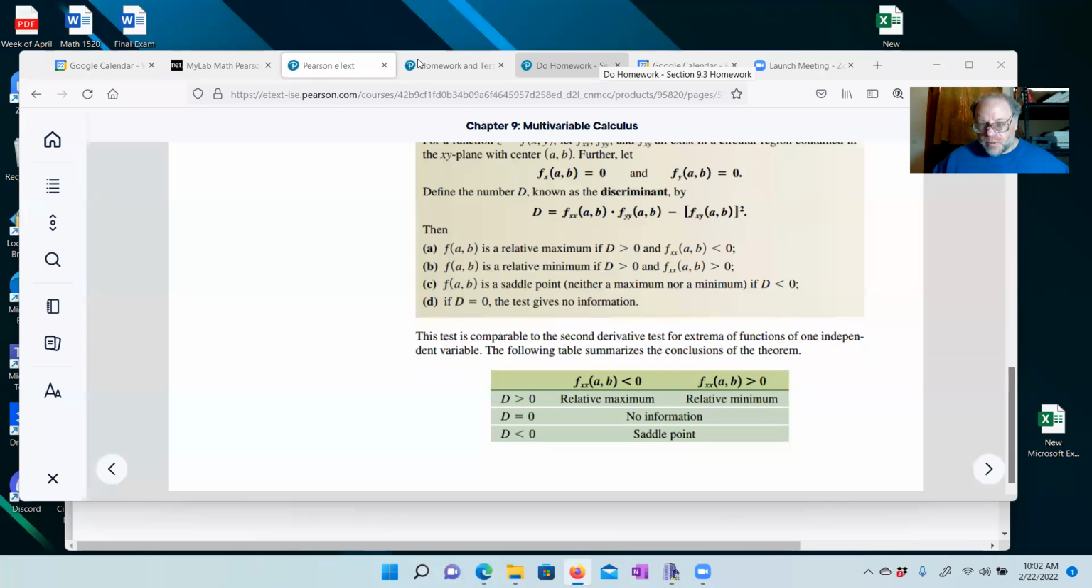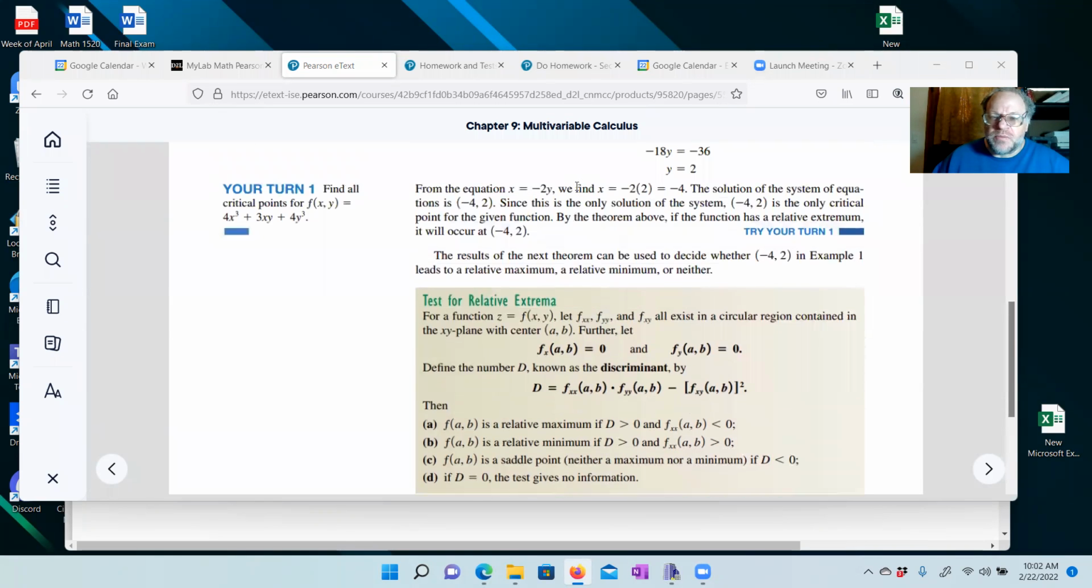Okay, good morning. Welcome back to Calc 2. So here we are. We're going to be talking about two-dimensional maximums and minimums. So a little bit of review from Calc 1.